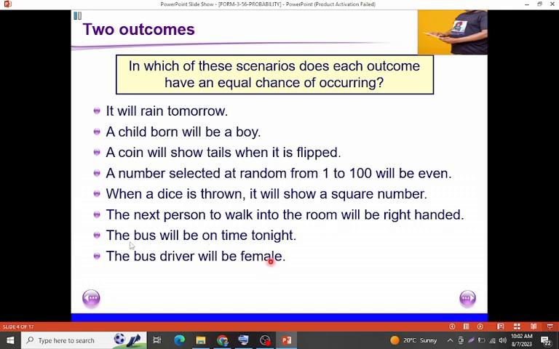Okay. The bus will be on time tonight, and the bus will not be on time tonight. Are these events the same or outcomes the same? The probability that the bus driver will be female and the probability that it will be a male, are these equal?